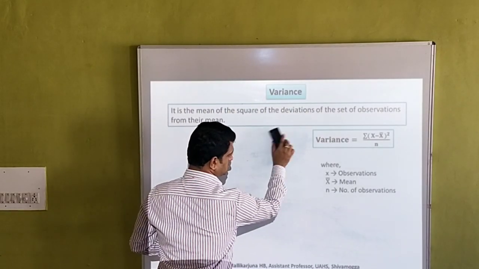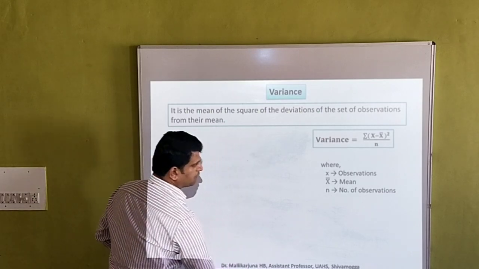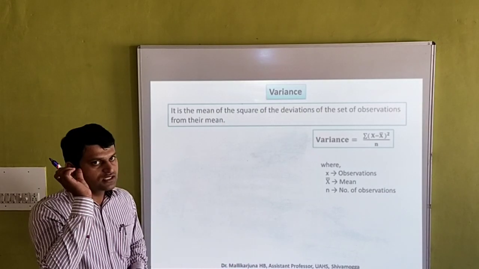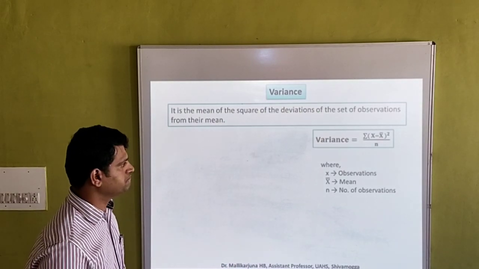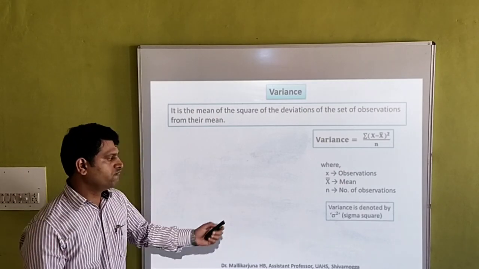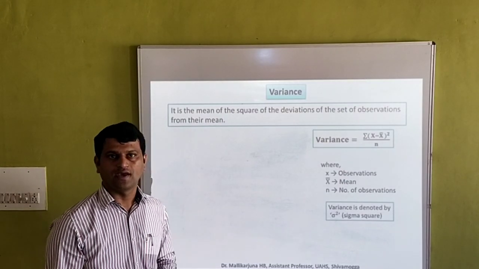Here also X is a set of observations, X bar is the mean and N is the number of observations. Variance is denoted by sigma square.